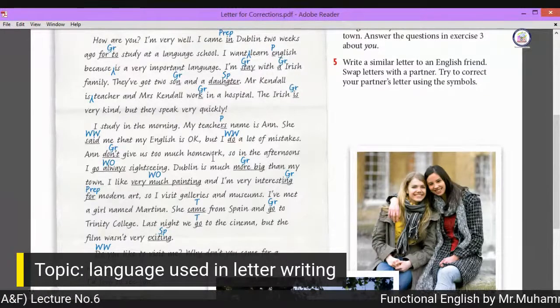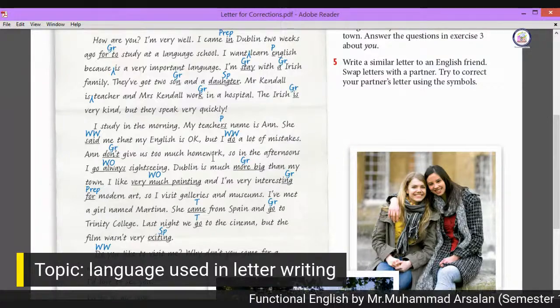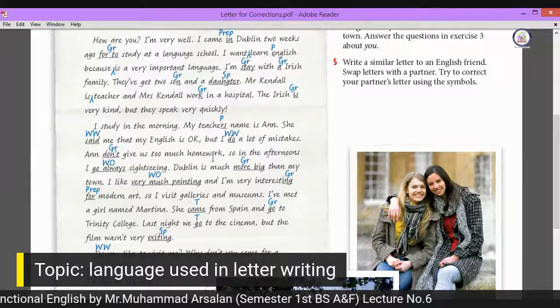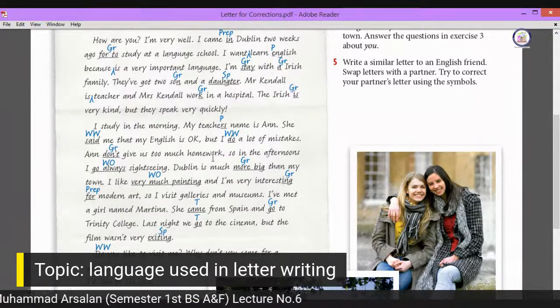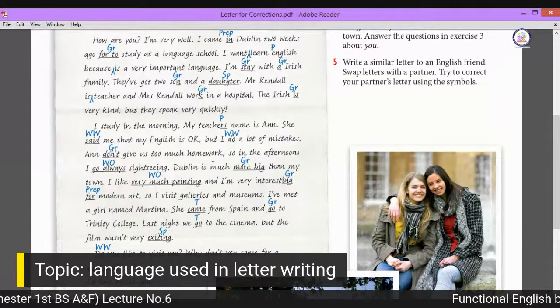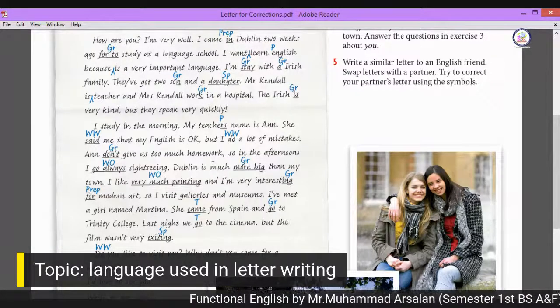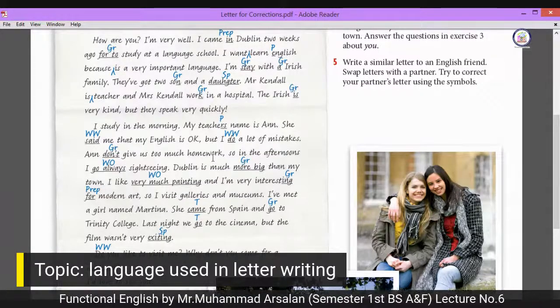देखें, अभी अपने personal recent experience के बारे में बात करी तो इसने foreign use किया. I've met a girl, present perfect tense. She came from Spain. No, अगर हम किसी का ताल्लुक बताना चाह रहे हैं तो वो present रहेगा. She comes from Spain and goes to Trinity College. सही है, उसका ताल्लुक स्पेन से है.